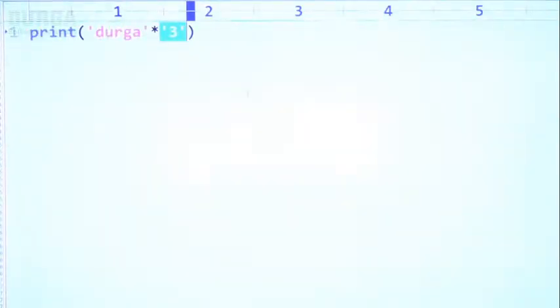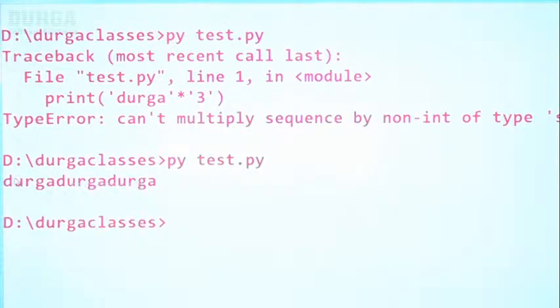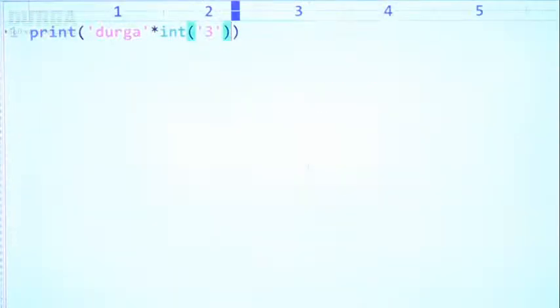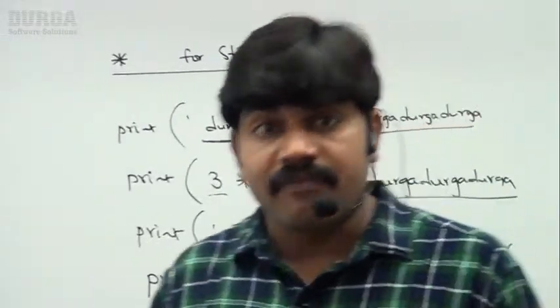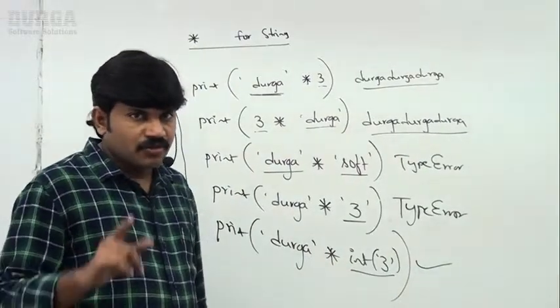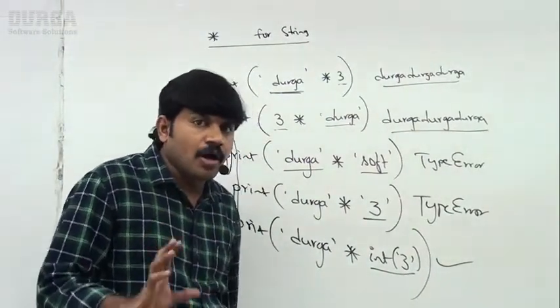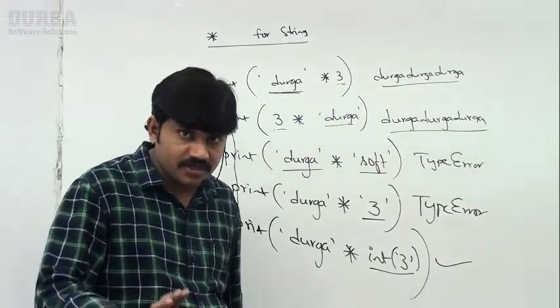Now my question is, observe carefully how I can solve this problem, sir. int of, convert this string into int, perfectly valid, sir. "Durga" like that we are going to get. So clear indication how you can use typecasting functions. Really these are very helpful, sir. So this is the story about star operator, how you can use it for string concept, right?